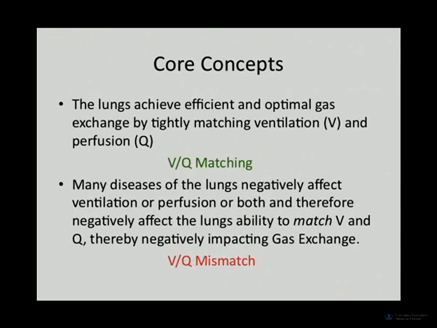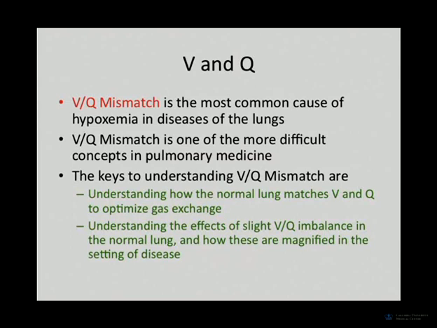We already learned one other cause of hypoxemia in lung disease. This is another one, and it's a very, very important one. It also just happens to be one of the more difficult concepts to understand in pulmonary physiology, so we're going to spend the majority of this lecture learning about it. The key to understanding VQ mismatch is understanding how the normal lung matches V and Q, ventilation and perfusion, in a way that optimizes gas exchange, in a way that optimizes getting oxygen into the blood.